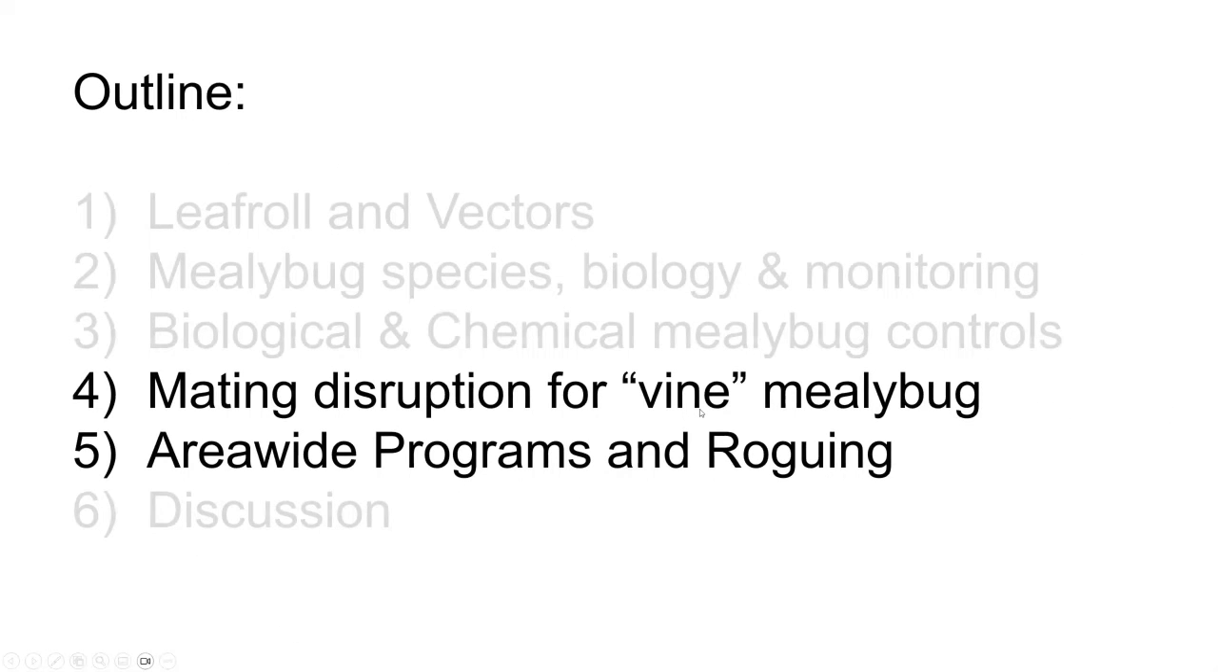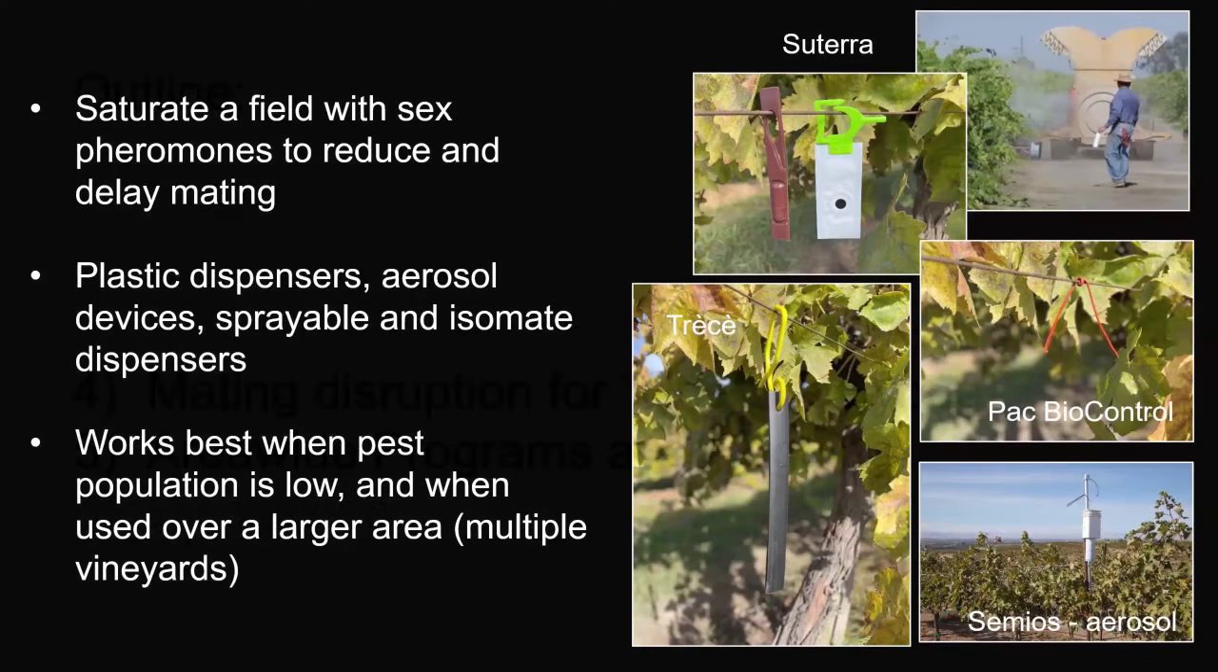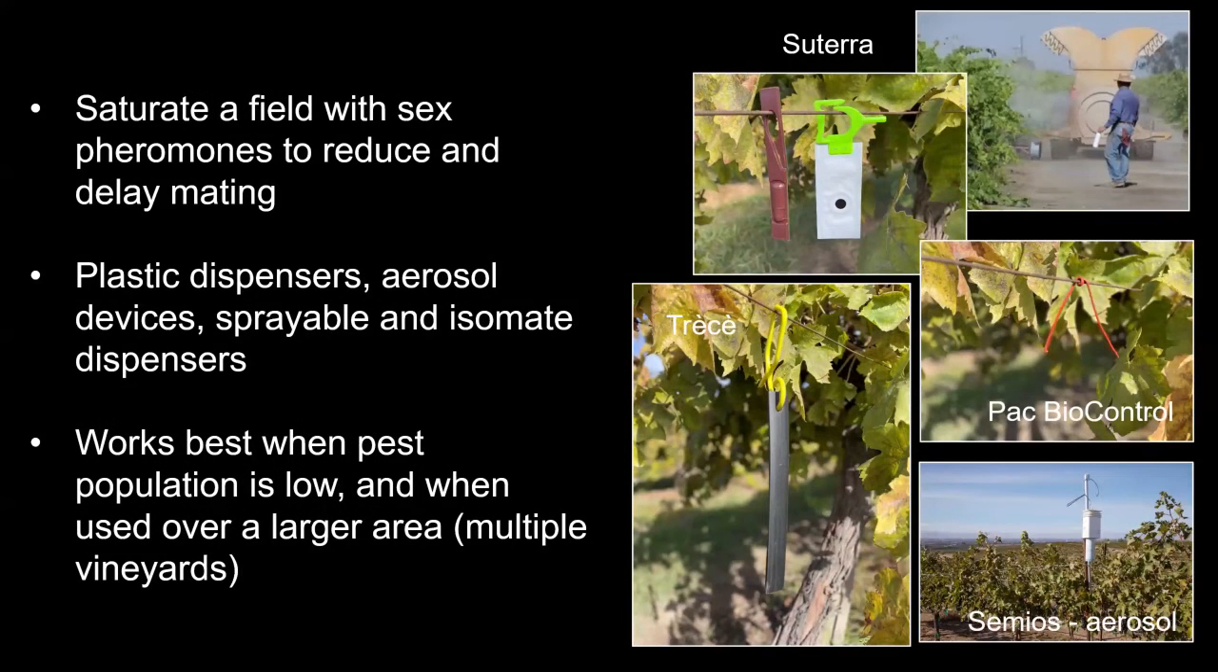So I'm going to conclude now, kind of going too quickly, but we'll look at mating disruption and area-wide programs and roguing. We've worked with most of the different products. We haven't worked with the Semios aerosol, but we have worked with the Suterra products, the Trécé products, and Pacific Biocontrol. I like them all. Choose what's working best for your vineyard.